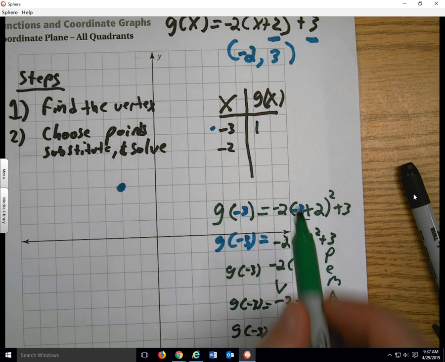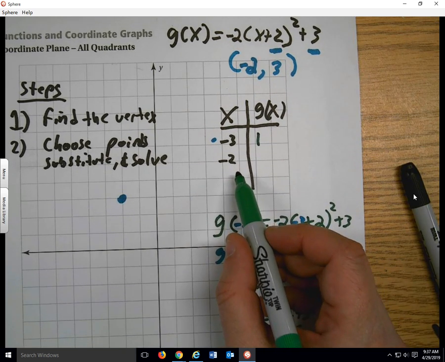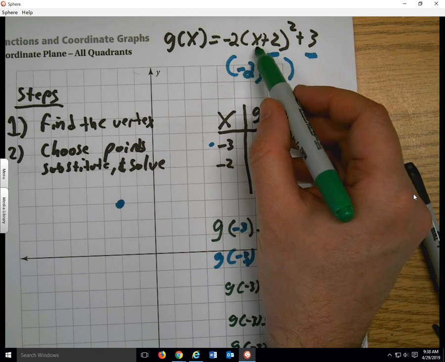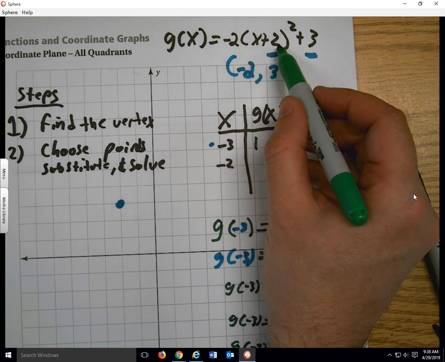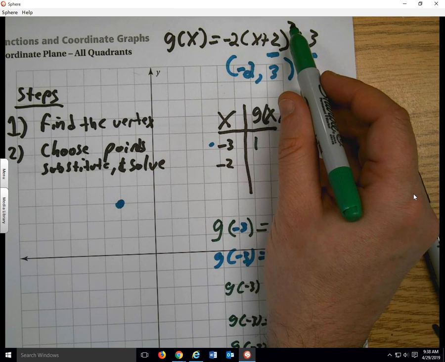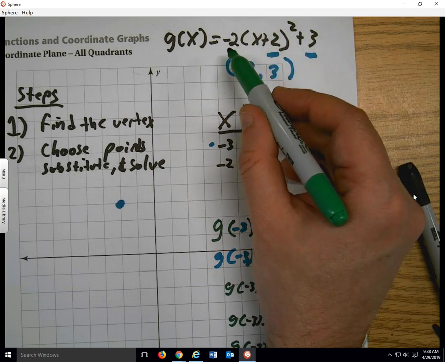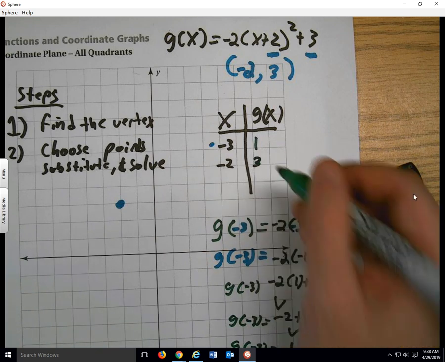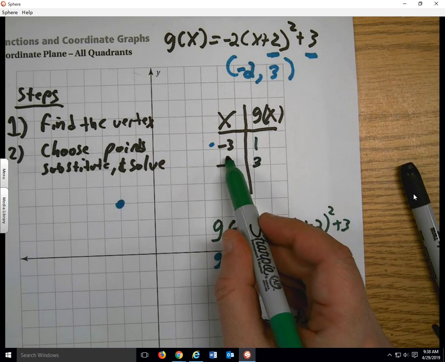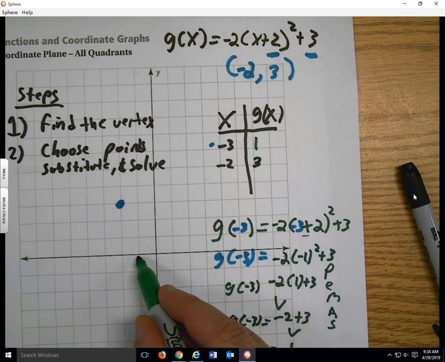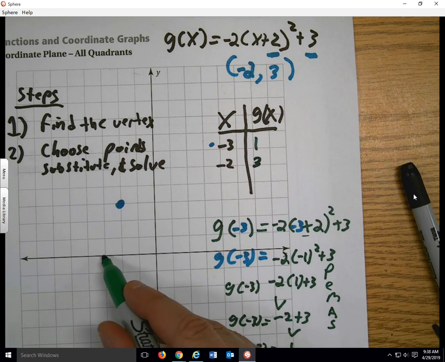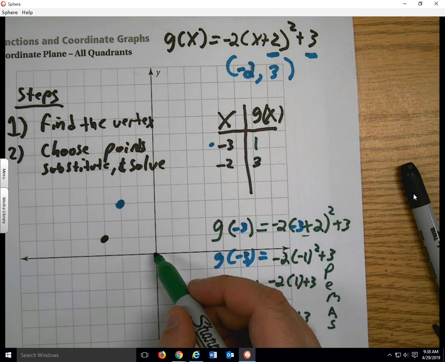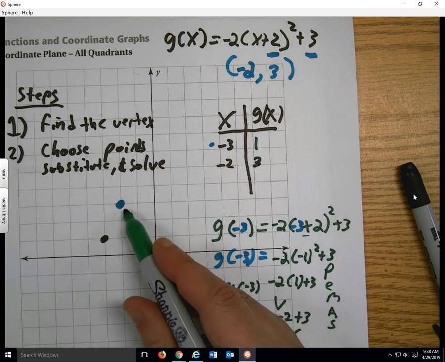Okay, let's do another one. I'm going to try this one in our head. Let's see how we do with it. If our input is -2, we'd have -2 plus 2, which is 0. 0 squared is 0. 0 times -2 is 0. And 0 plus 3 would be 3. Okay, so let's plot these points. If x is -3, g of x would be 1. If x were -2, oh, we already did that one, 3.